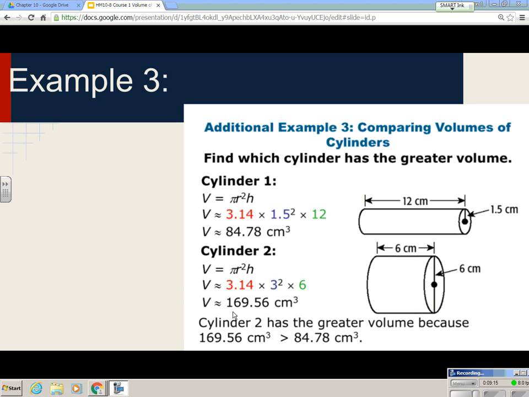It's pretty clear to see that cylinder 2 now, after doing the work, is much greater than cylinder 1. I would encourage you to write this down to have an example so you can see how nice and neat it's all laid out.